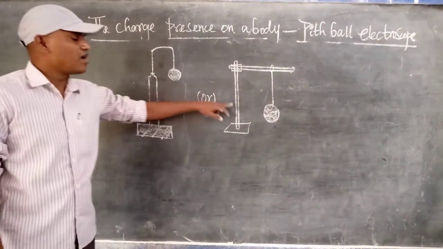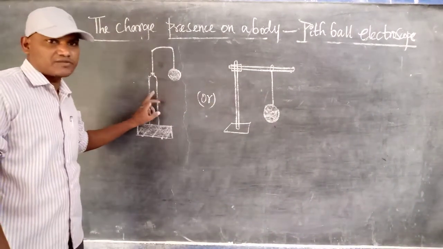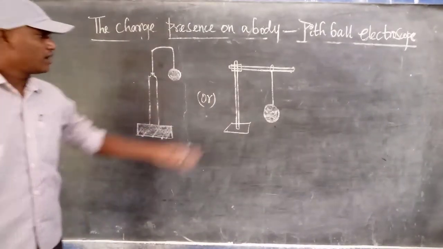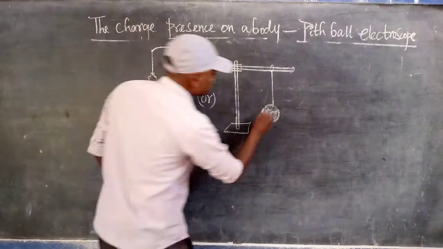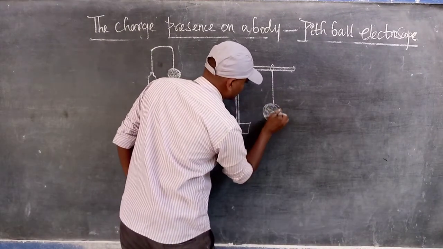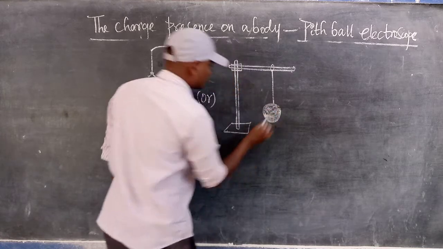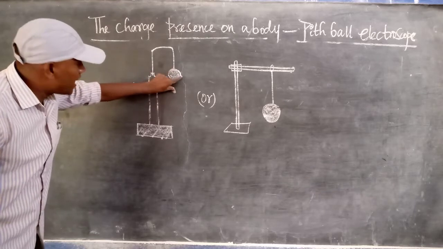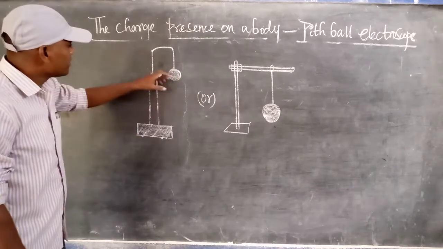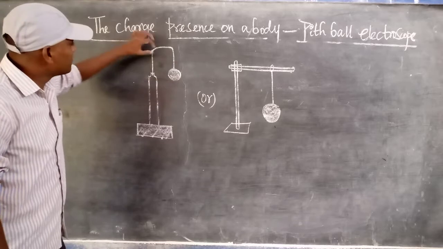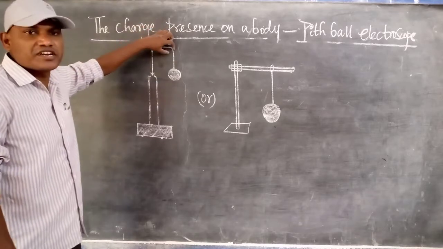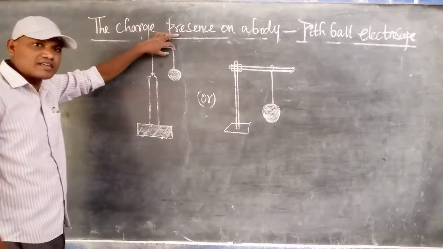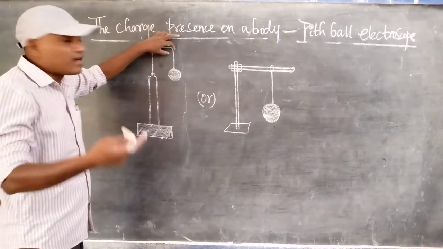So either this diagram or this diagram. Mainly this is the exact one. This is the modified one. It is also a diagram of the pith ball. A spherical shape of thermocol ball is wrapped with aluminium foil and it is freely suspended in the air with the help of an insulator. An insulator is a material that does not acquire any charge after rubbing, like wood and so on.